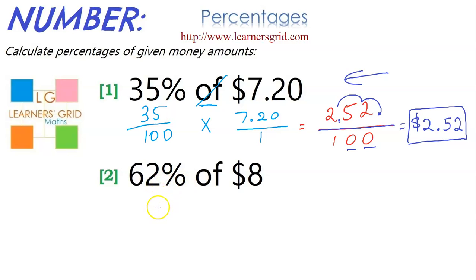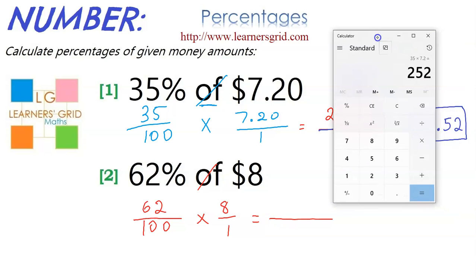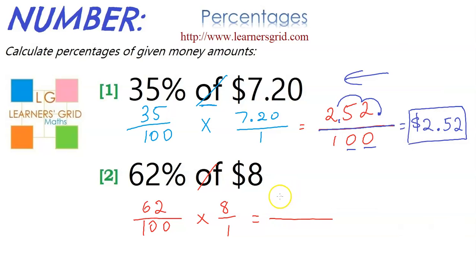The last one here, let's do that one as well. So what have we got here? 62%, that's going to be 62 over, just like we had up here, 100. It's out of 100. Of means to multiply, and 8 becomes 8 over 1, so it's a nice fraction that we can multiply. Numerator times numerator, so 62, let's use our calculator. That's what it's for. So 62 times 8 equals 496. So let's write that down. 496. And denominator times denominator is 100.